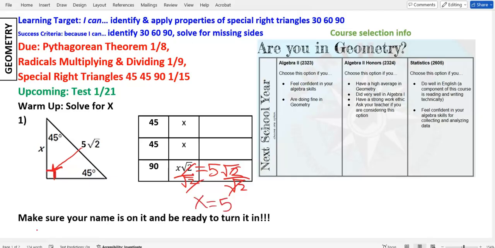So if the one across from 90, the longest side, the hypotenuse, is 5 square root of 2, then the number in front is my x value. That means this x and this x are going to be that number, which is 5. These are congruent sides. This is also x, and it's 5, and it's 5.